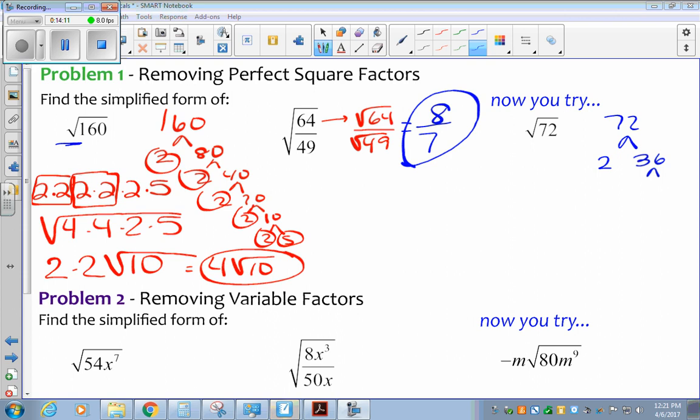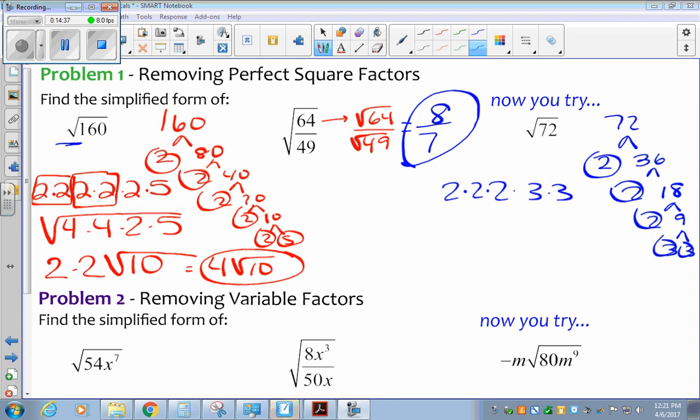However, if you put the square root of 72 in your calculator, it gives you an irrational decimal number, and that is not what they're looking for. They're looking for you to find the simplified form. So this is 2 times 18, 2 times 9, and 3 times 3. So that's 3 2s and 2 3s. So 2 times 2 times 2 times 3 times 3. We're going to group together the pairs.